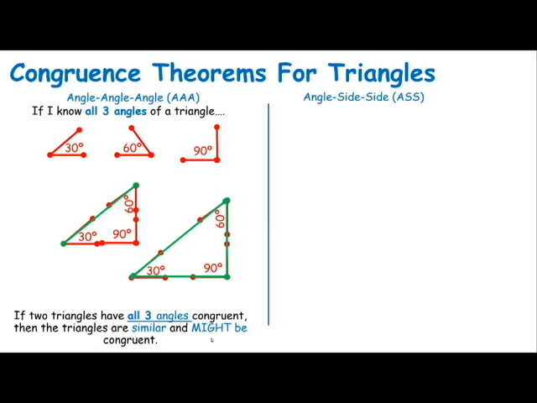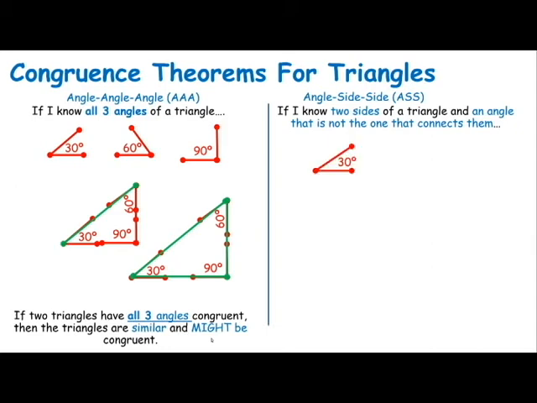It's the angle-side-side theorem. If I know two sides of a triangle and an angle that is not the one that connects them, what can we determine? Well, let's say I've got a 30-degree angle and I have two sides. So I'm going to draw that angle. I'm going to draw the first side, and then I'm going to take this second side, and I'm not going to draw it so that we have side, angle, side. I'm going to connect it up here at the top so that I have an angle and then two sides in a row. Here's the problem.